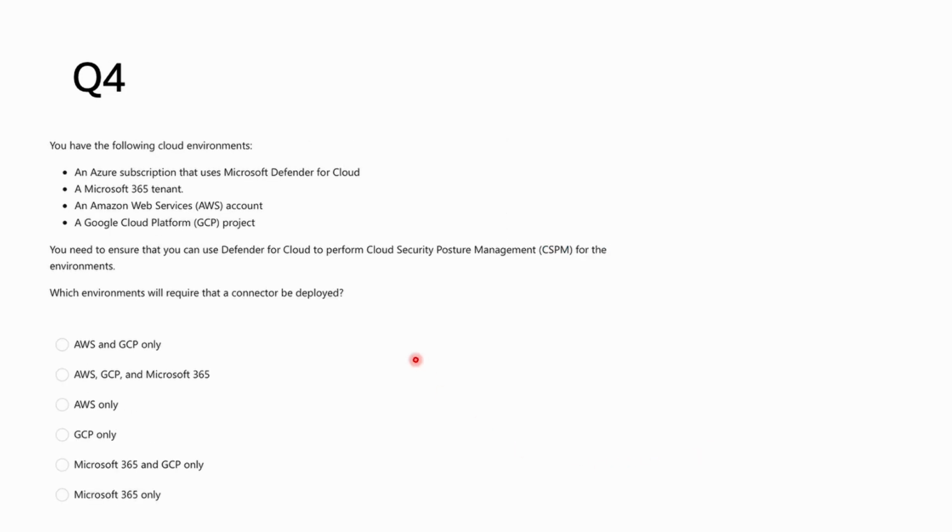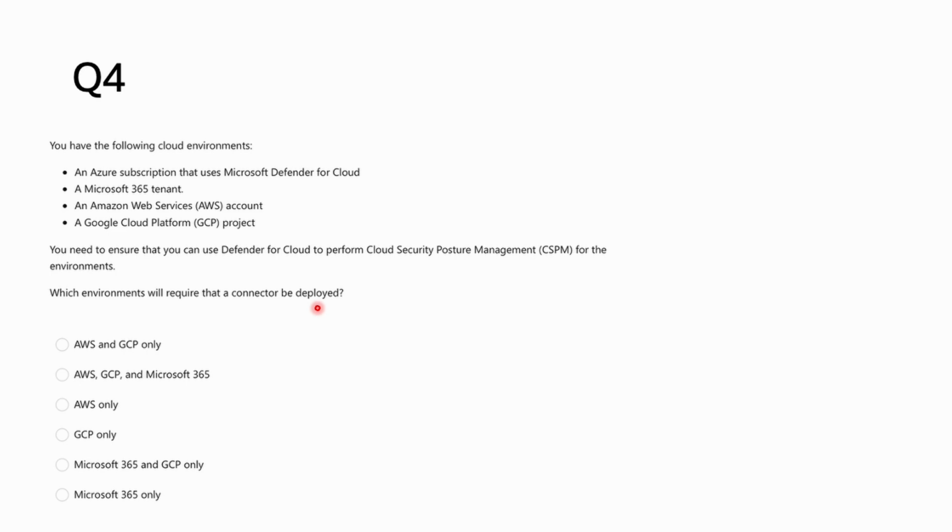Now the next question that you can see: you have the following cloud environments: an Azure subscription that uses Microsoft Defender for Cloud, a Microsoft 365 tenant, and you have AWS and GCP. Now the ask is: you need to ensure that you can use Defender for Cloud to perform cloud security posture management for the environment. Which environment will require that a connector be deployed?